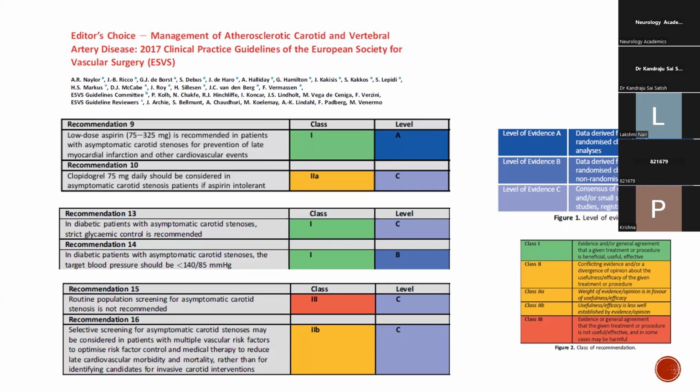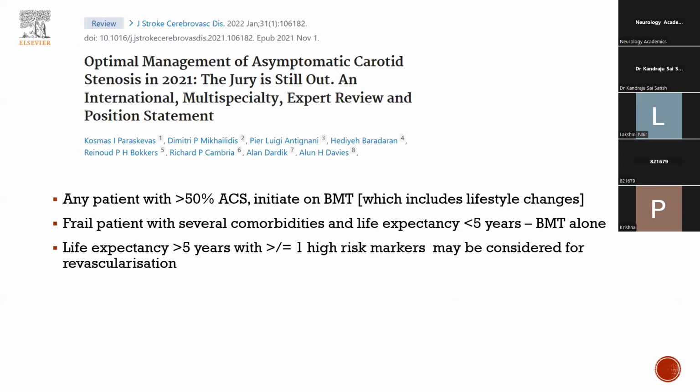Sir, there is no recommendation for high-risk plaque, but expert opinions are there. In 2021, Lancet published one expert opinion, and in that they say that for patients with more than 50% asymptomatic carotid stenosis, one thing is we have to assess the patient based on the percentage of stenosis. Second is whether the perioperative risk is less than 3%, in frail patients, as well as the 5-year life expectancy.